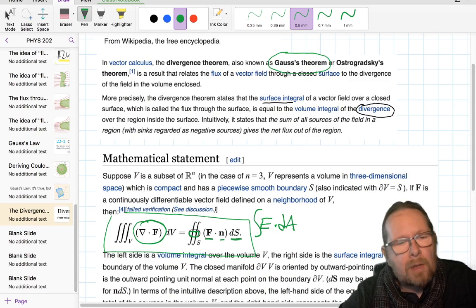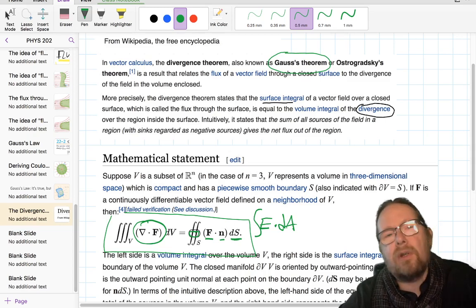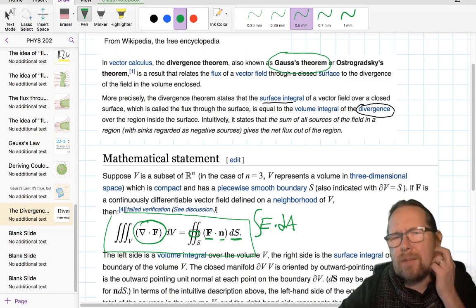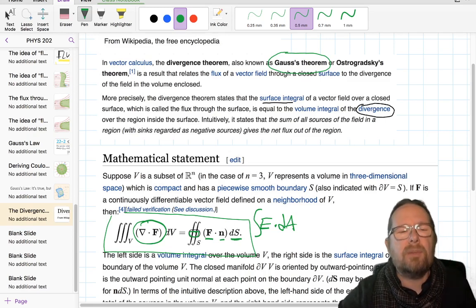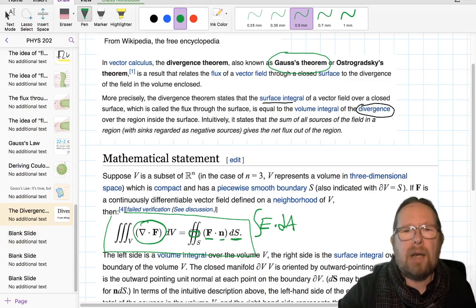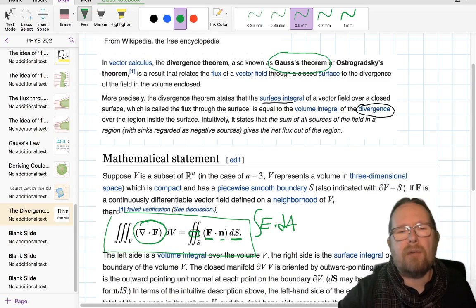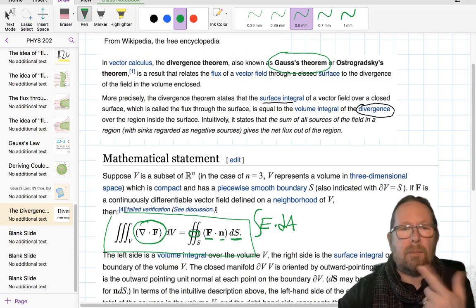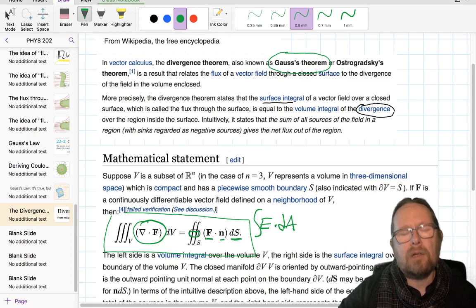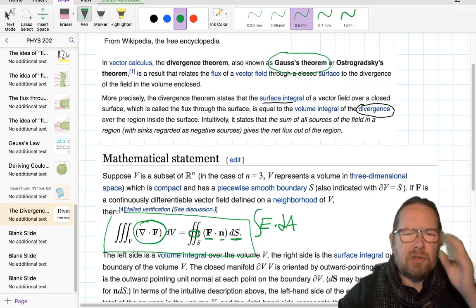So what we'll do in the next videos is look at a couple of examples of how to use Gauss's law to calculate the electric field of some simple objects, and compare those results to the results we got by finding the electric field directly by integrating over space. Okay, so I'll go ahead and stop this video there, and we'll look at some examples next.